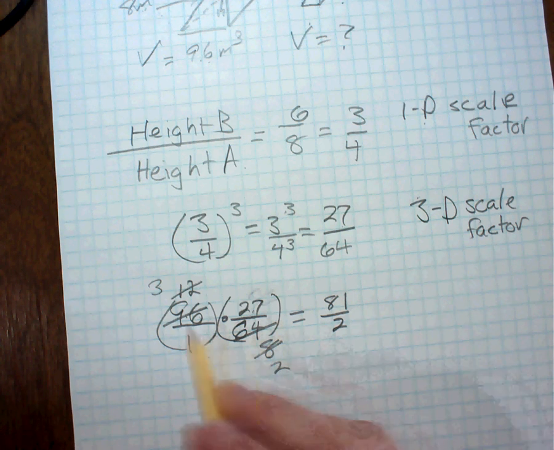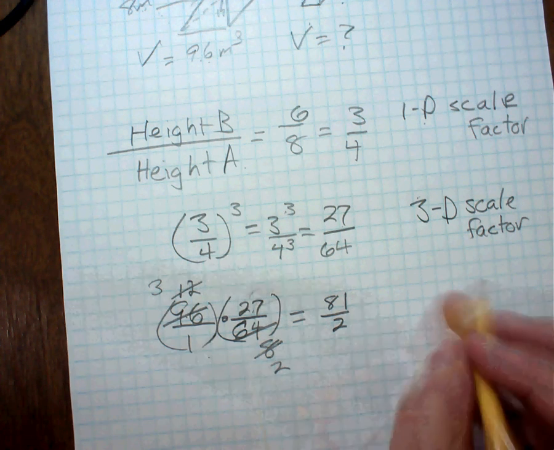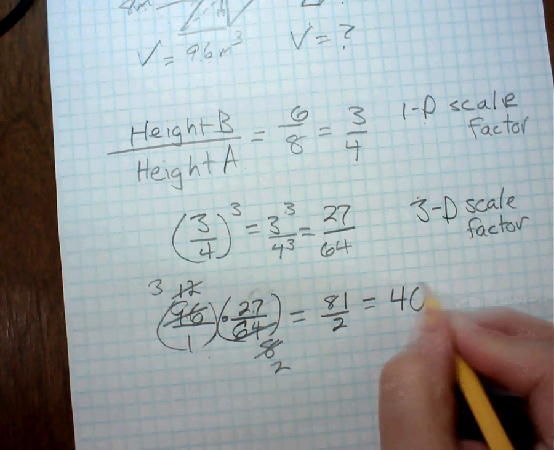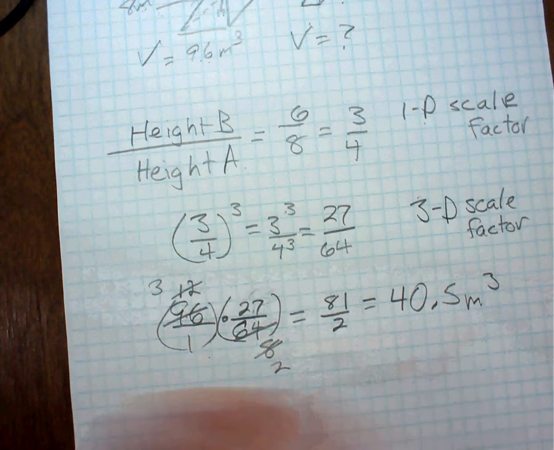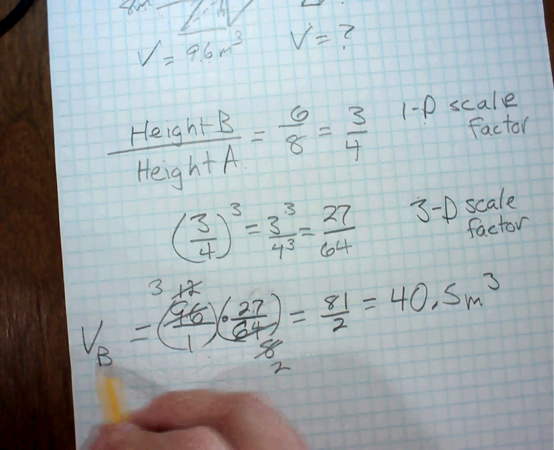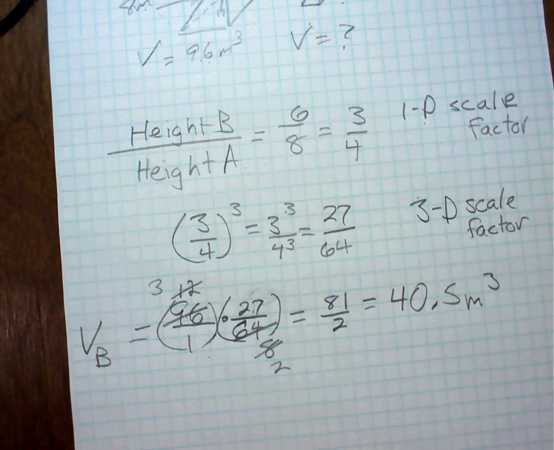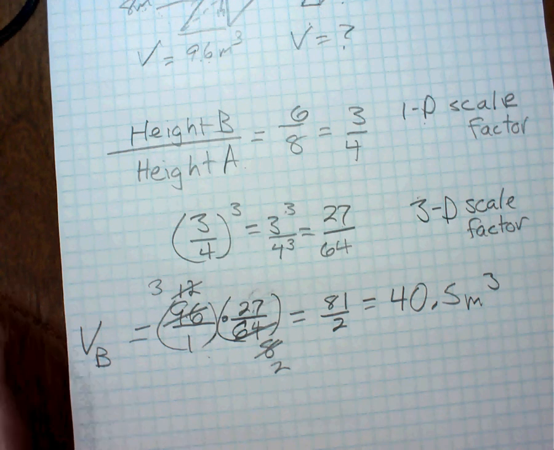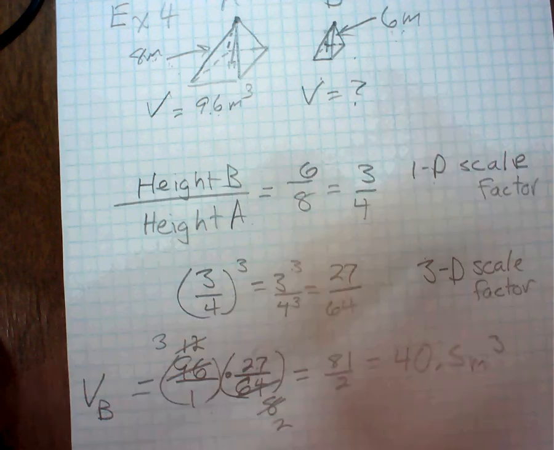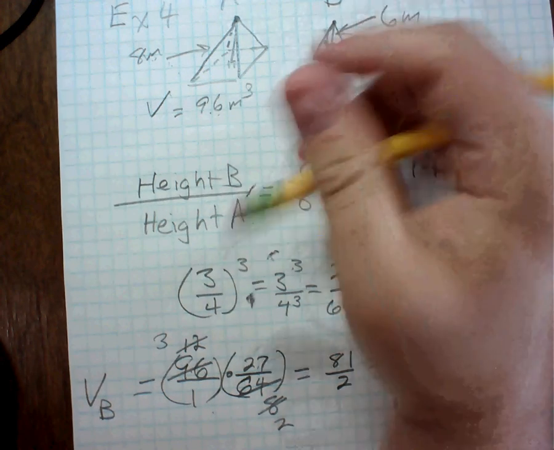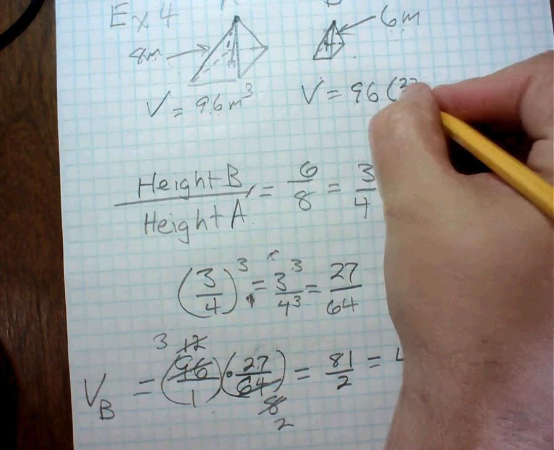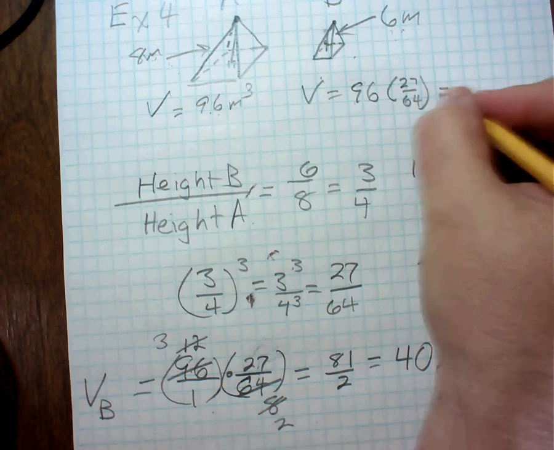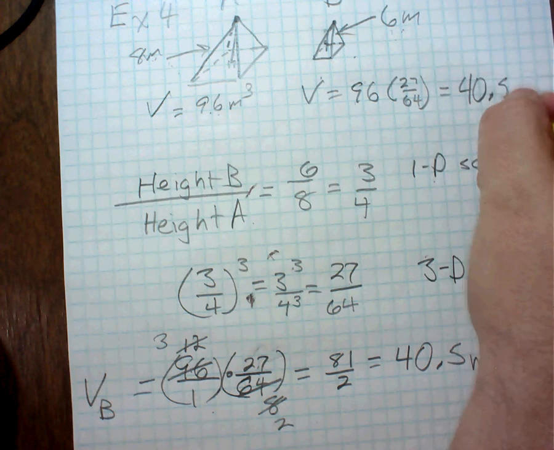Now, if you're not that great with the fractions, you can always plug it into the calculator, but it should be 40.5 meters cubed. So this is the volume of pyramid B. Okay? In other words, this volume up here is equal to 96 times 27 over 64, which is equal to 40.5 meters cubed.